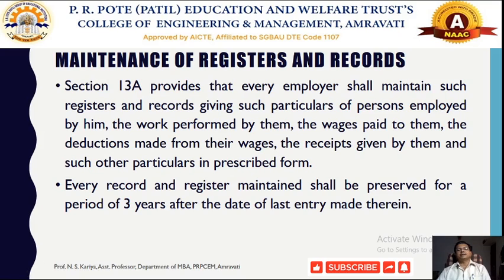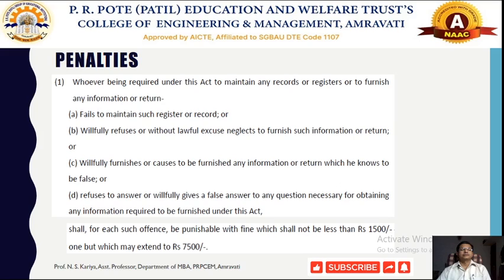And this can be inspected. There will be a factory inspector. That factory inspector should visit the factory premises and ask for each and every detail regarding the payment of wages. So these are the provisions for the maintenance of registers and records. Now there are some penalties. These penalties will be imposed particularly on the employer on account of non-maintenance of registers and records for the payment of wages to the respective employee.